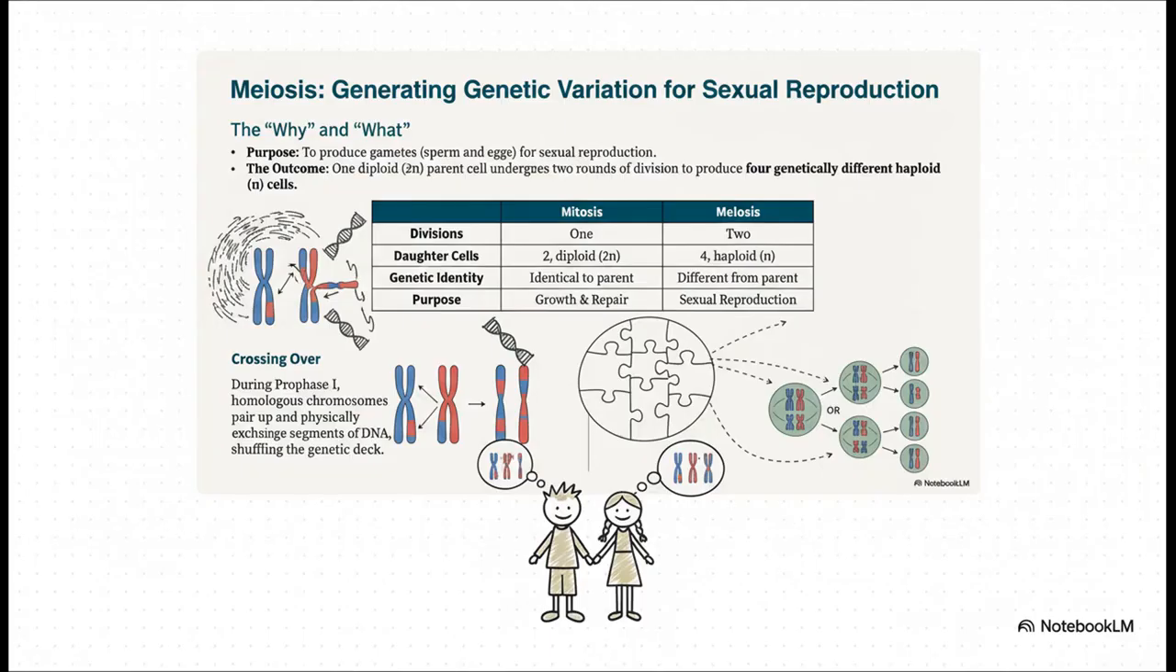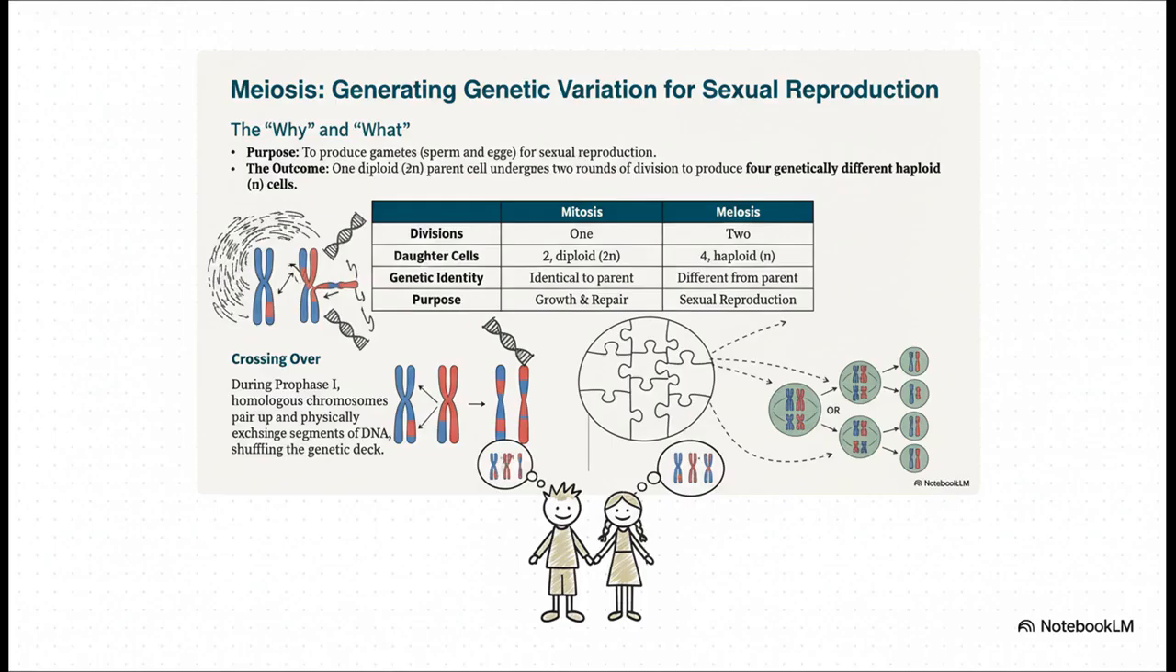So why go through all that extra trouble? Why make them different? Because meiosis is all about creating genetic variety. It's all about shuffling the genetic deck. It does this in a couple of clever ways, like when chromosomes physically swap pieces of DNA. This random shuffling is the reason why siblings, who get their genes from the same parents, can still look so different from one another.